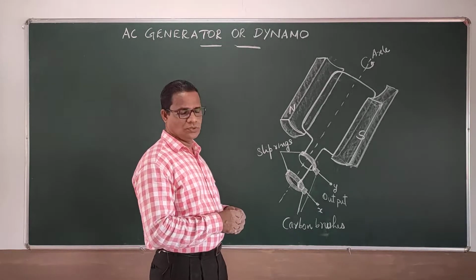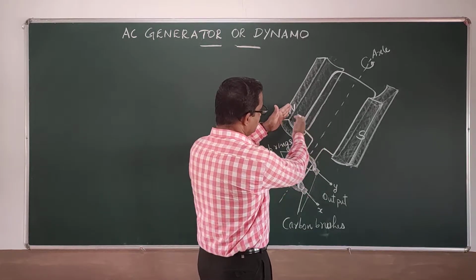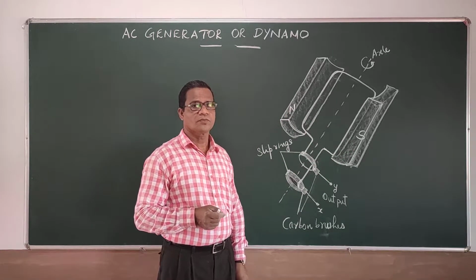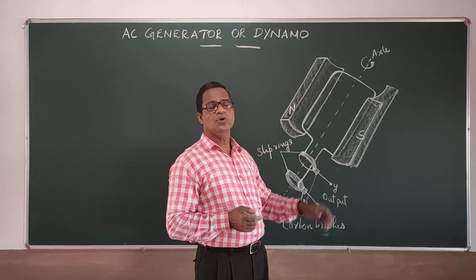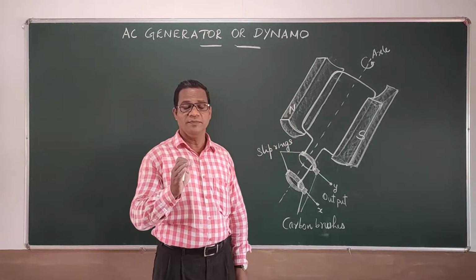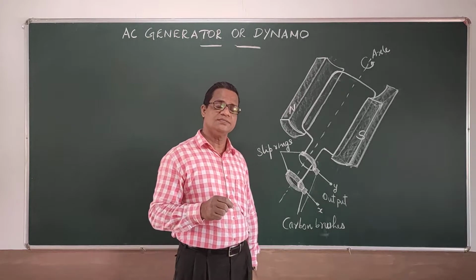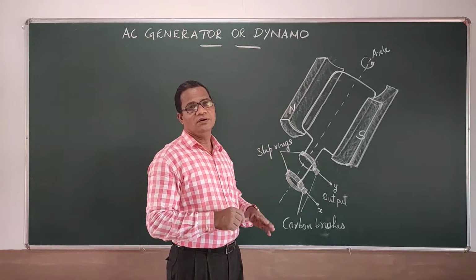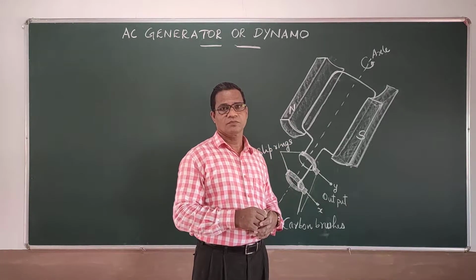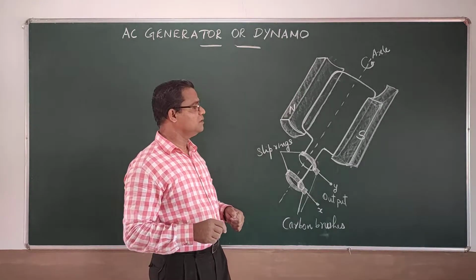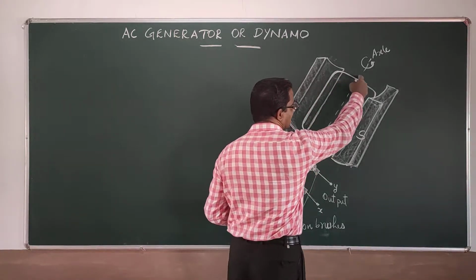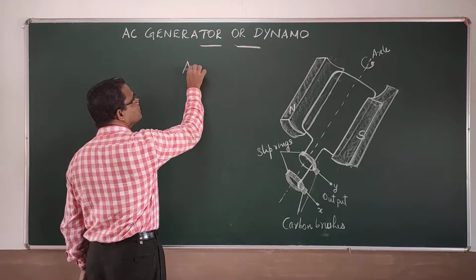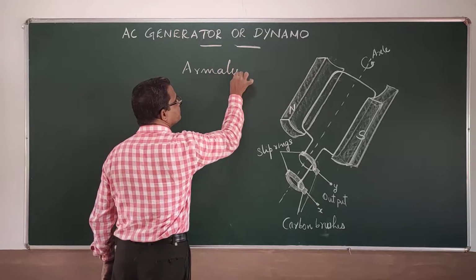Now let us see how it is. N and S are called field magnets, meaning the north and south pole of a field magnet. A field magnet provides the necessary uniform magnetic field for the working of the dynamo. In that magnetic field, a rectangular coil is kept. That rectangular coil is called the armature.